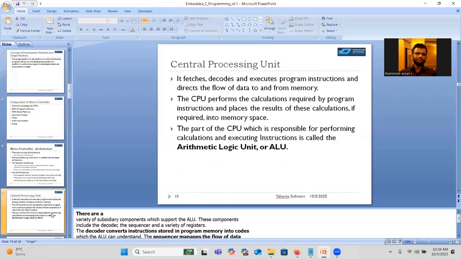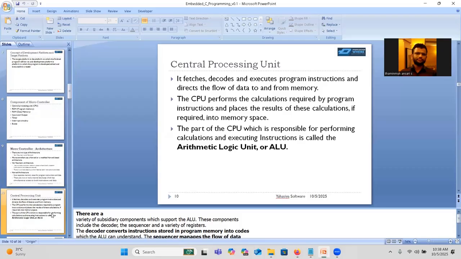Then every microcontroller will also have a central processing unit. What does this central processing unit do? It fetches, decodes, and executes. So in Harvard architecture, we have these stages of fetching, decoding, and executing. When you are decoding, in parallel you can run the fetch of the next instruction. When you are executing, you can decode the fetched instruction. Like that, you can pipeline your operation in the architecture.